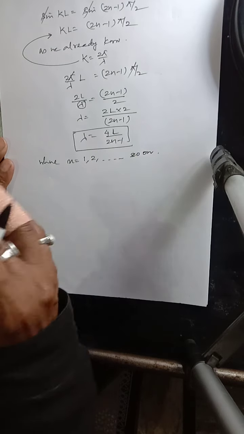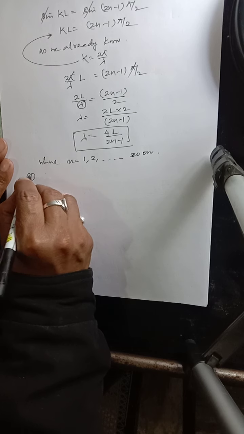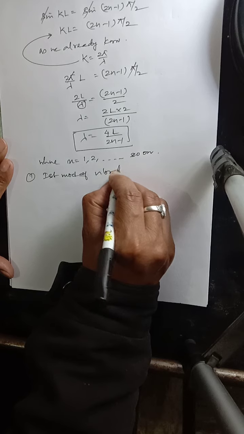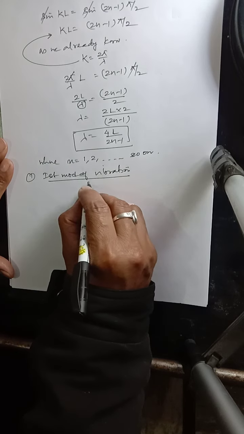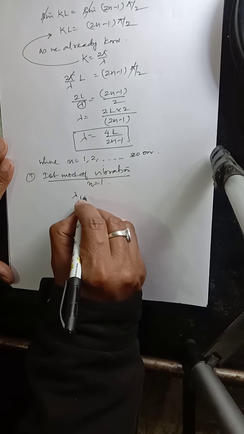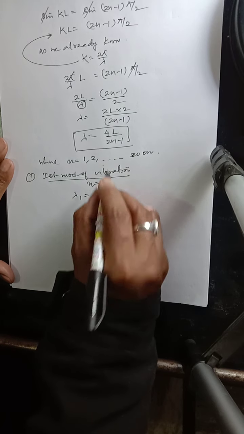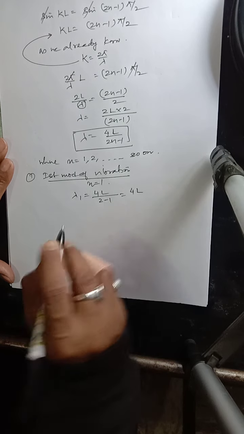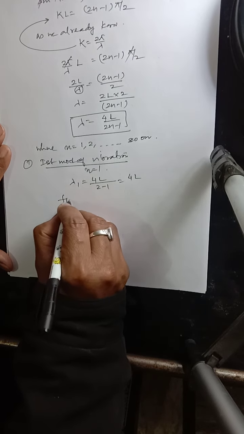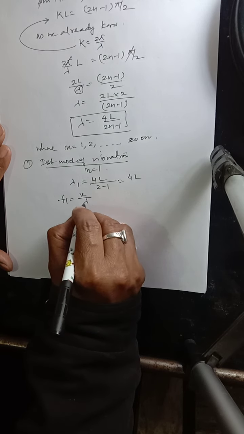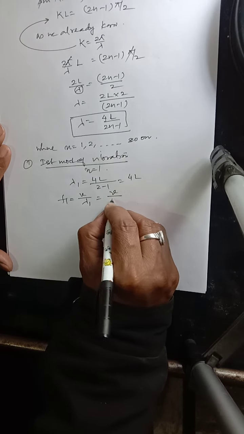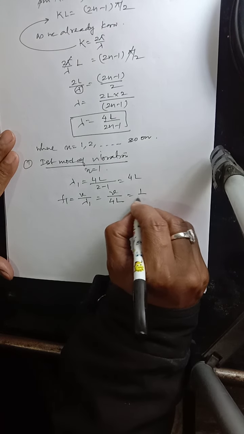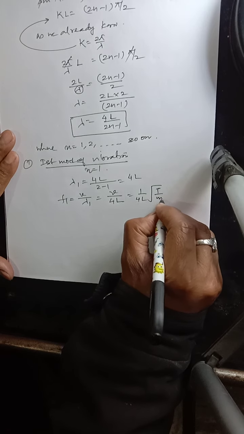Now with this equation we are going to find out the first mode of vibration, which means n is equal to 1. So lambda 1 is equal to 4L, n is equal to 1, that is 2 minus 1, that is 4L. For that, frequency f1 is equal to V upon lambda 1, that is V upon 4L, and V is equal to root of T by M.